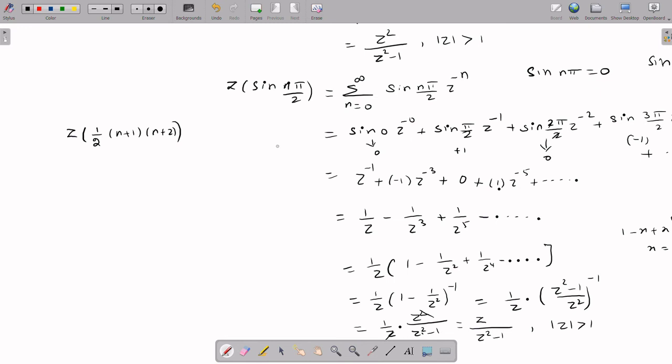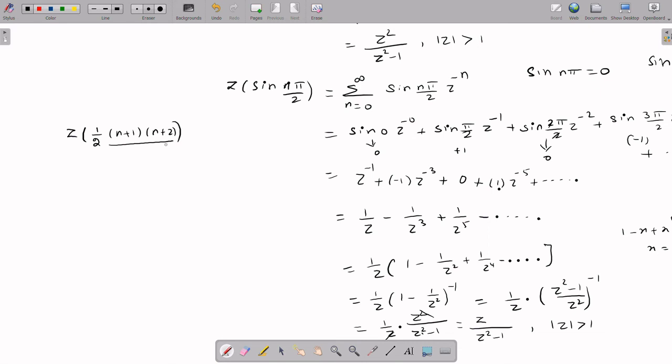Here this is in the denominator. If this term is in the denominator, then you have to do this. N plus 1 into n plus 2 in the denominator, you have to go for partial fractions and do the problem. But in this problem, it is in the numerator. So, you have to take this term.